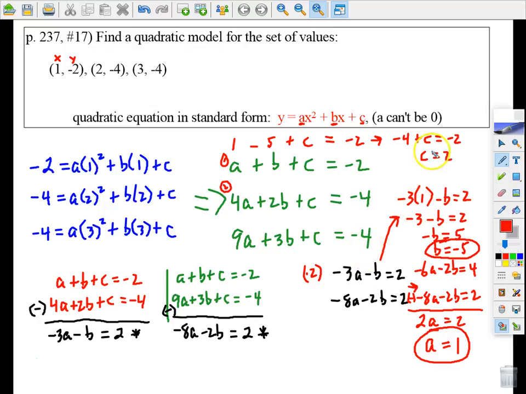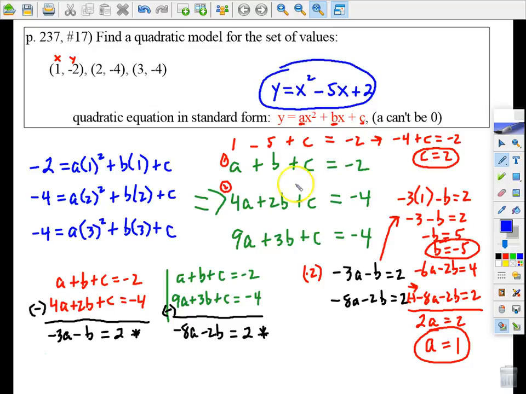Okay, so we have our three variables, a, b, and c, so here's our final answer to number 17. y is going to be the number we got for a, which is just 1, so really that's just like saying x squared. All right, and since b is negative 5, I'm just going to write it as minus 5x, and c is positive 2, so I'm going to say plus 2. Okay, so that is my final answer for problem number 17. y equals x squared minus 5x plus 2.